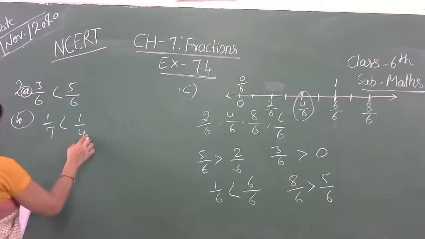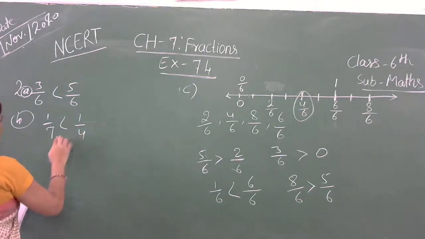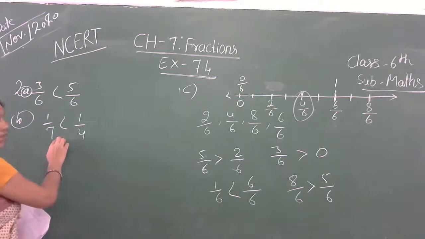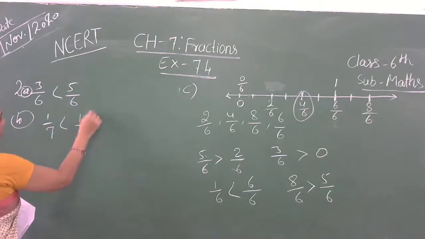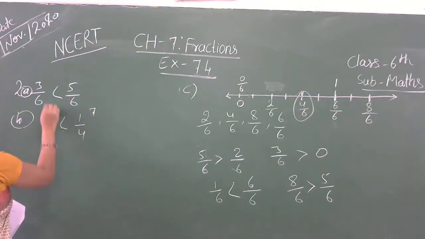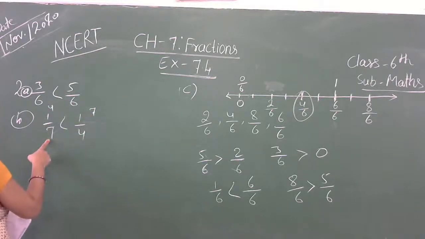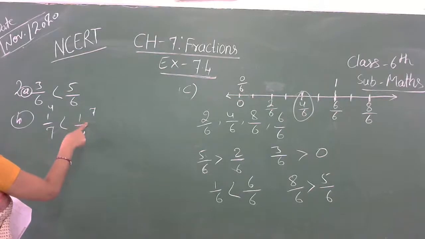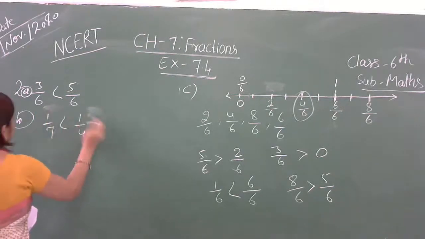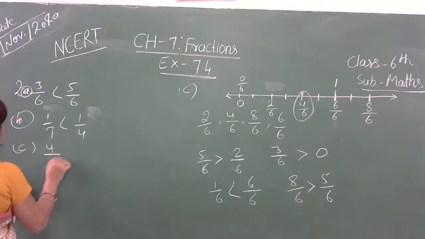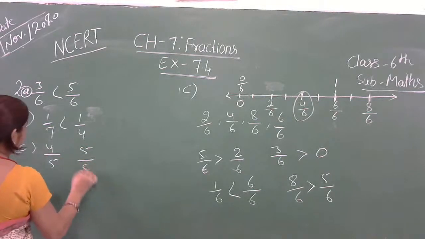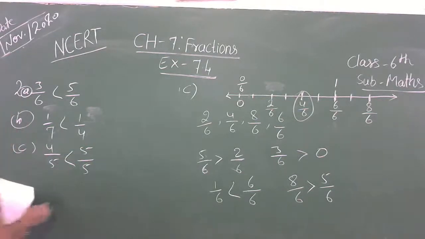Because its denominator is smaller है. And if you cross multiply, अगर cross multiplication करो 7 into 1, you will get 7 and here 4. So this fraction is smaller. ये छोटा होगा और ये बड़ा होगा. Isn't it? Now part C, 4 upon 5 and 5 upon 5. So this one is greater.